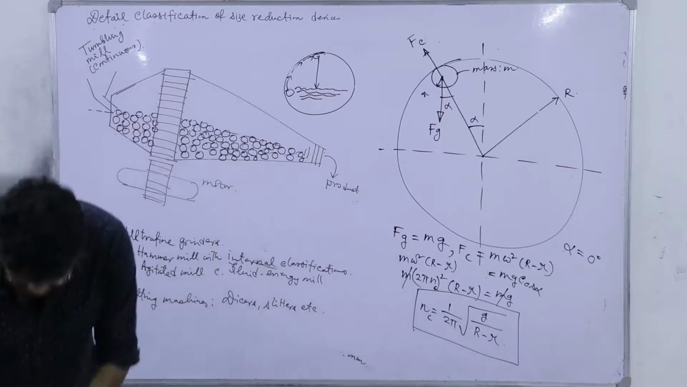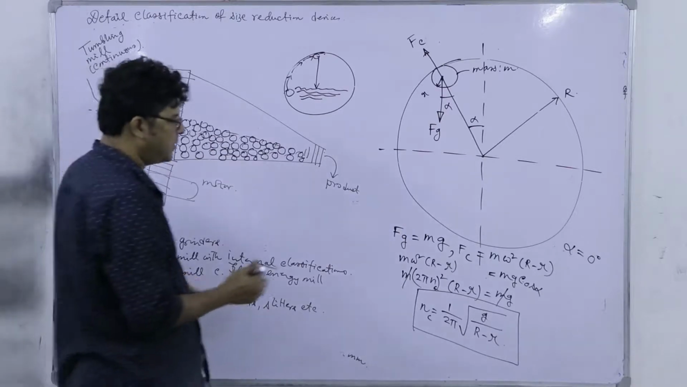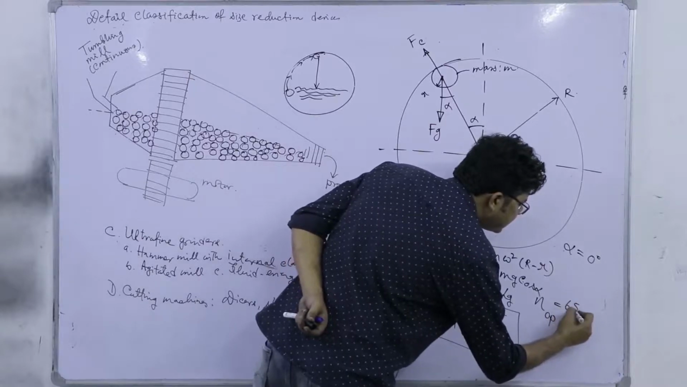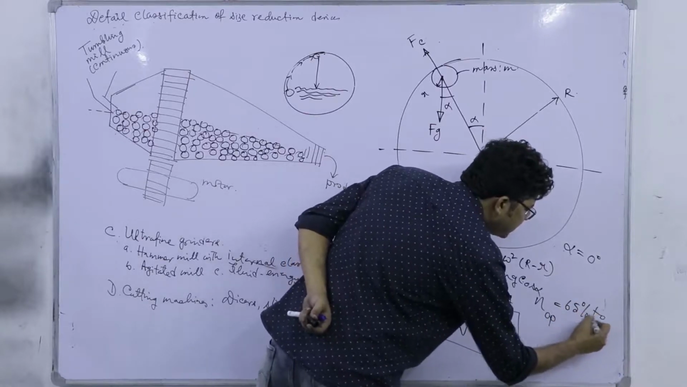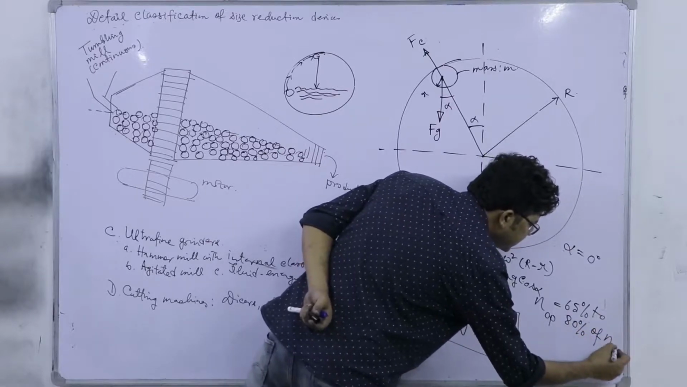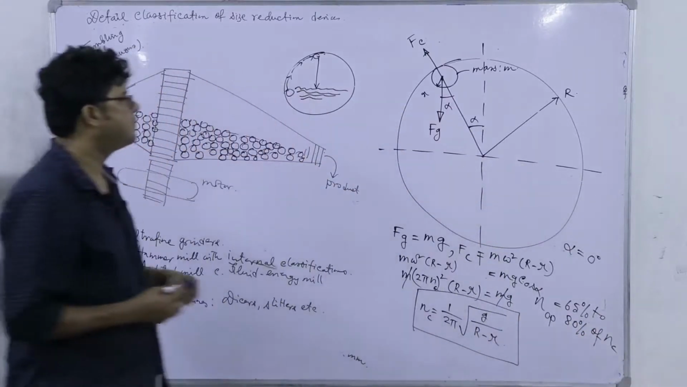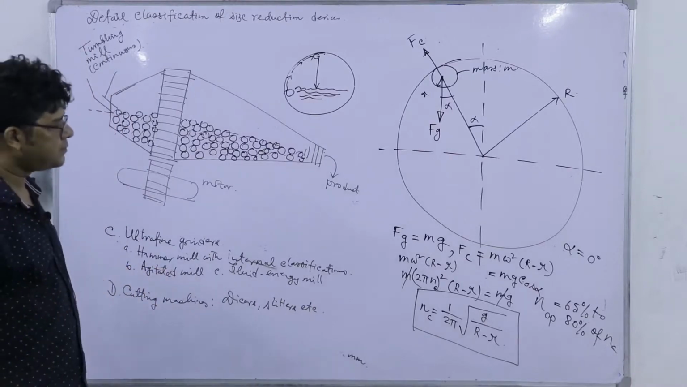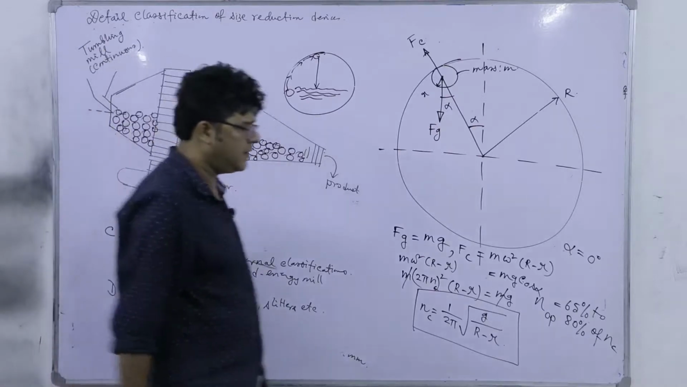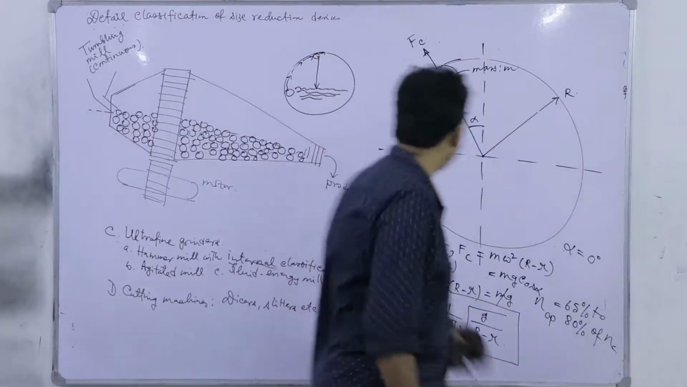So, we must operate the mill at 65 to 80%. So, N operating is 65% to 80% of critical speed NC. So, that is the idea of critical speed and very basic discussion regarding the tumbling mill.